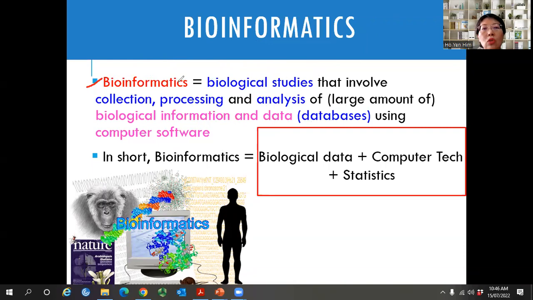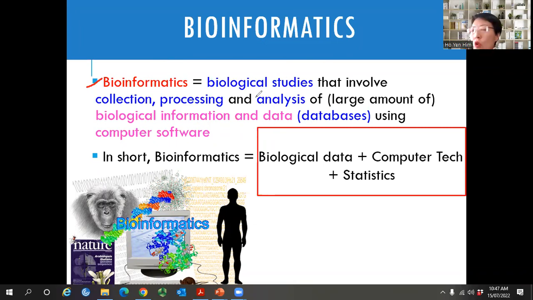So the scientists want to be able to store the data, collect the data, and then process, meaning analyze it, to obtain new knowledge out of it, to help them design new research to find new findings. For example, let's say COVID.